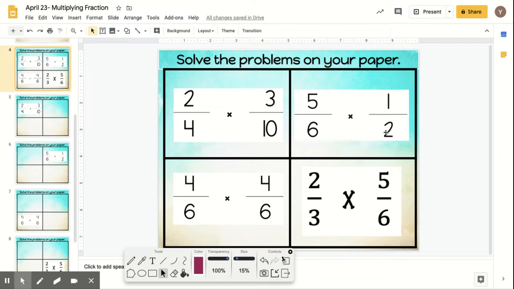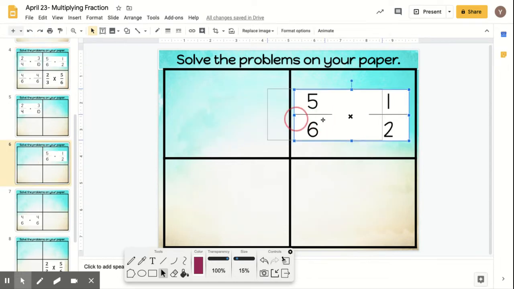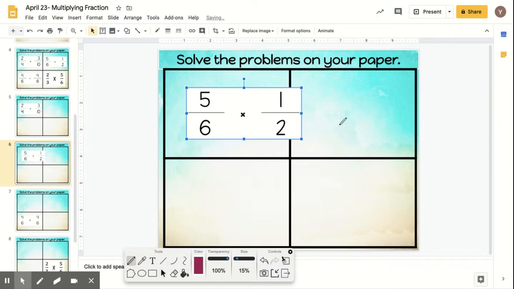5/6 times 1/2. So on this problem, we're going to solve and say top times top is 5. Bottom times bottom, so 6 times 2 is 12. Now 5 is prime, that means I can only do 1 times 5. So we check 12. Can 12 be divided by 5? Nope. So then 5/12 is my final answer, and I'm done because 5/12 cannot be simplified.